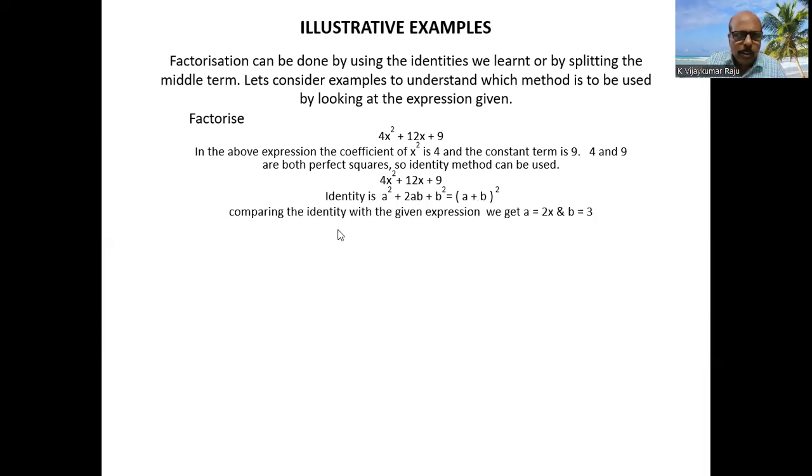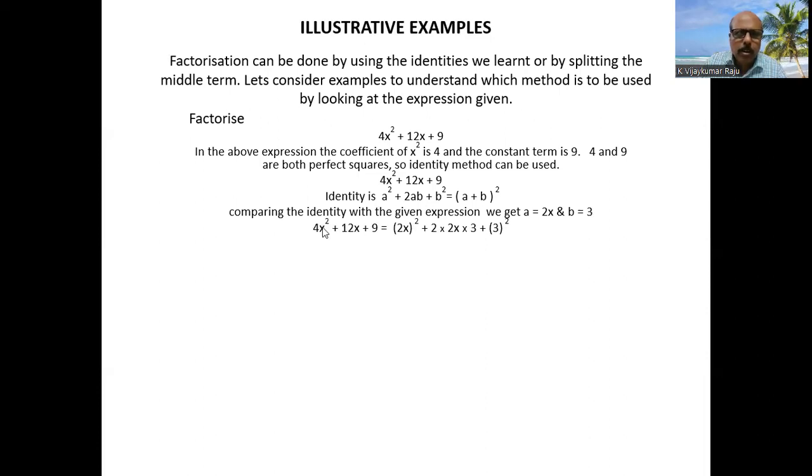Now, comparing the identity with the given expression, we compare this 4x square. That means it is a square of 2x. 2x whole square is 4x square. That means our a term is 2x. This term is 9. It is a square of 3. That means b is 3. So we substitute a as 2x and b as 3 in this particular expansion.